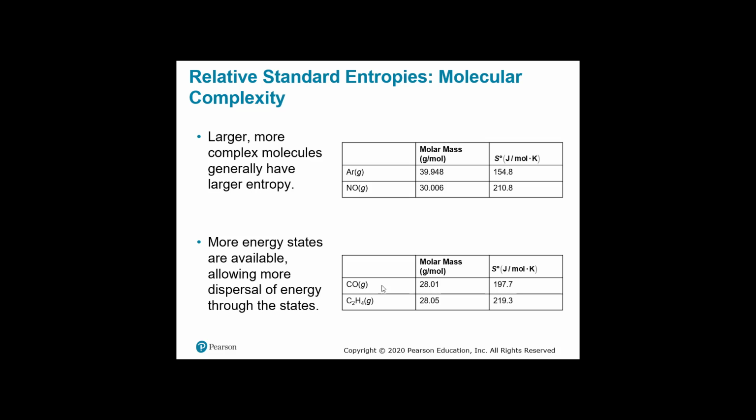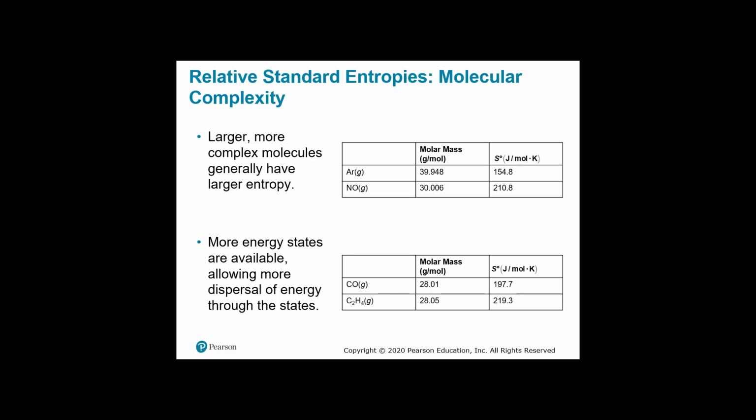And then molecular complexity. What this means is that the more complex it is, the more entropy states are allowed for dispersal of that energy. So if you look at argon, argon is by itself, but you see we have NO. NO is a molecule, which means there's more than just one atom, and molecules have greater entropy than free atoms. So more complex over simple will have a greater value of entropy, and more energy states are also available.